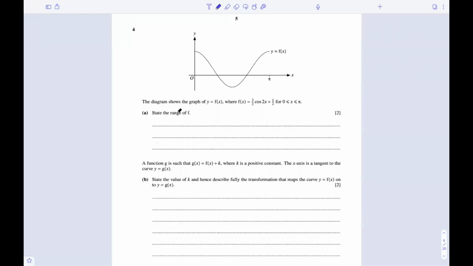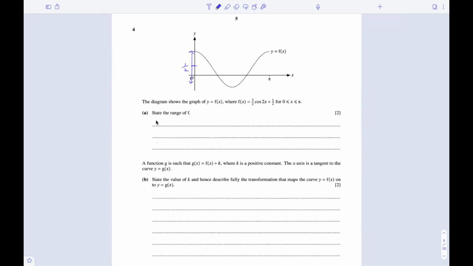In question 4, we have a graph of y equals f of x, where f of x is 3 upon 2 cos 2x plus half. Now, this plus half represents that the graph has moved half units upwards, and the 3 upon 2 is the amplitude. So, the maximum point would be half plus 3 upon 2, and the lowest point would be half minus 3 upon 2.